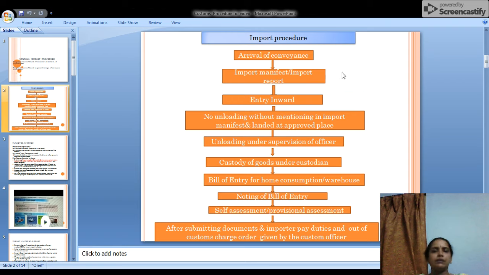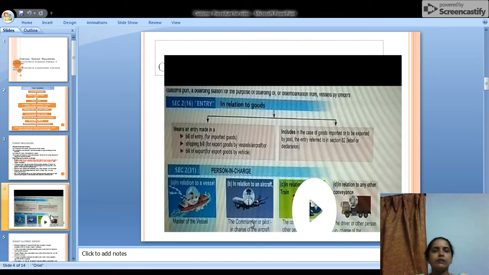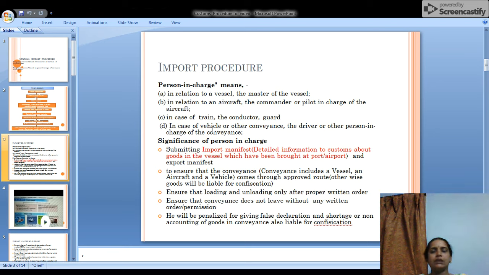So these are the steps involved in the import procedure, but let us look into the detailed procedure of import. In this, the person in charge is responsible for what? In relation to a vessel, the master of the vessel will be the person in charge. In relation to an aircraft, the commander or pilot in charge of the aircraft. In relation to a train, the conductor or guard. And in relation to any other conveyance, the driver or any other person will be the person in charge. What is his role as a person in charge? He has to submit the import manifest.